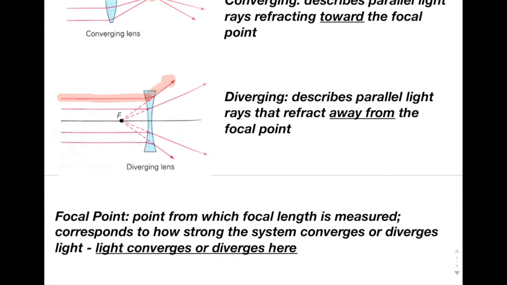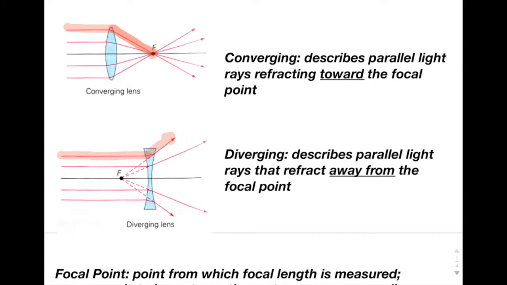And what's also important about this focal point is that this is how the focal length is measured. And the focal length of a system corresponds to how strong that system can converge or diverge light. So that's often how mirrors or lenses will be measured, by their focal length. And so as you can see, the focal point is the point at which all light either converges or diverges to.